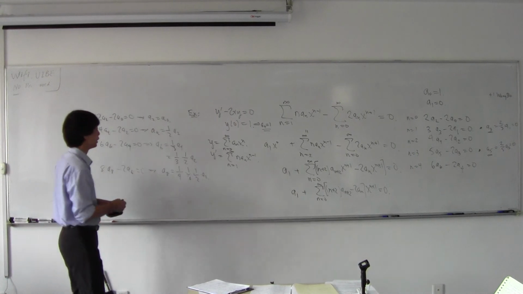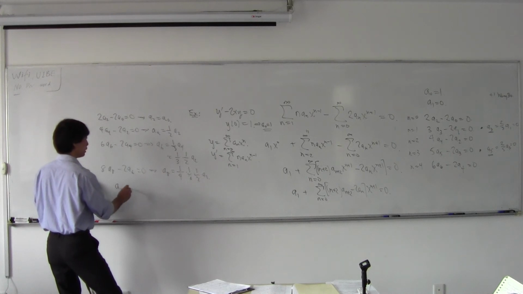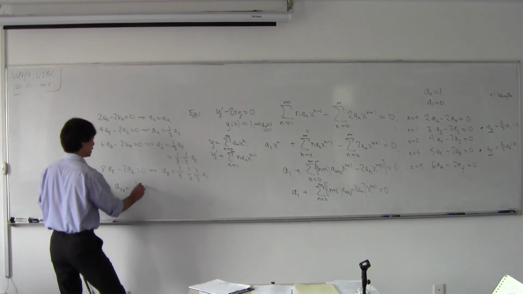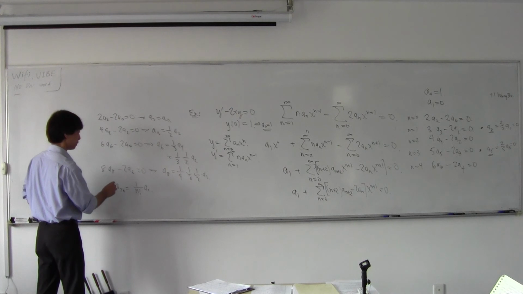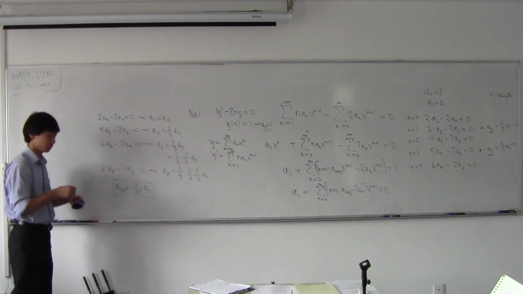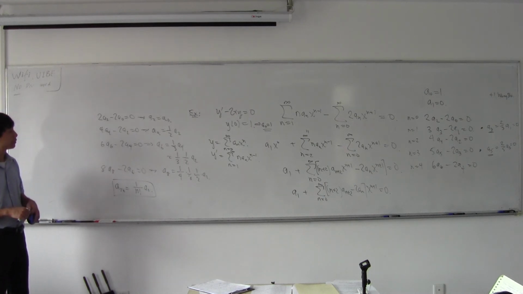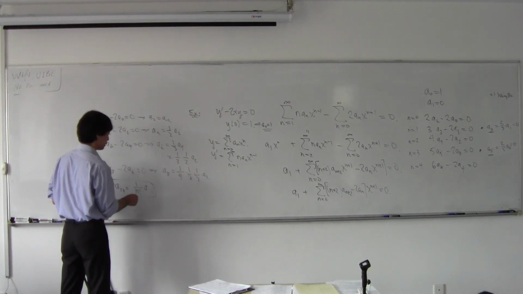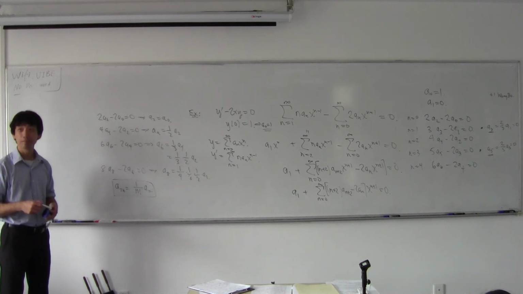Okay, so in other words, A sub 2n is 1/n factorial times A sub 2, or A0, since A2 is A0. Now, how do we get A0 equal to 1 from y of 0?